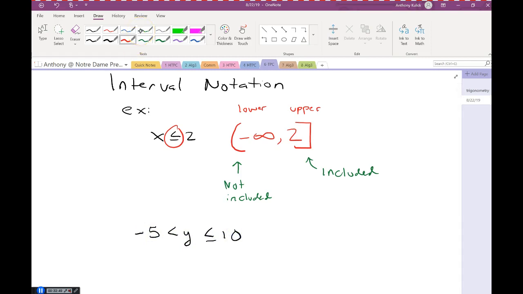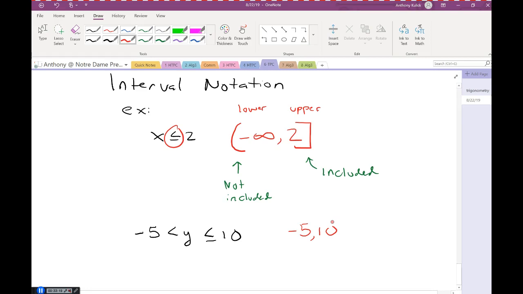So let's write the interval for negative 5 is less than y is less than or equal to 10. The first thing we want to do for this is determine the lower and upper bounds. What's the lower bound? Negative 5. And the upper bound? 10. Everybody feel good about that?